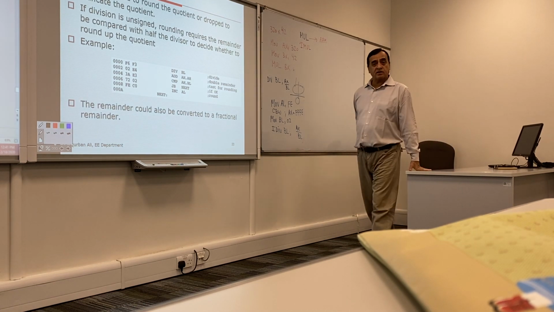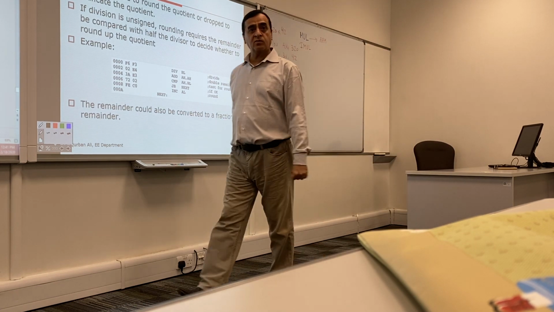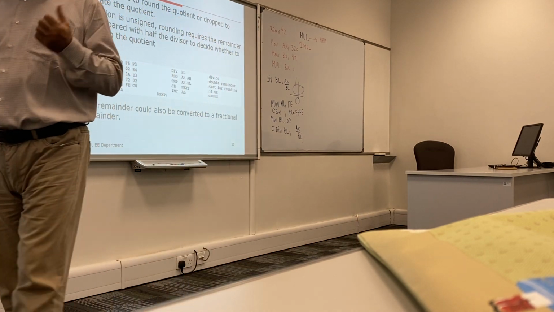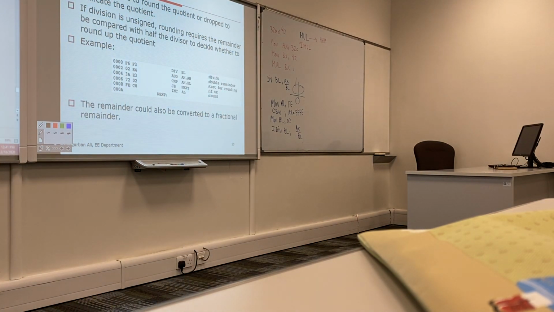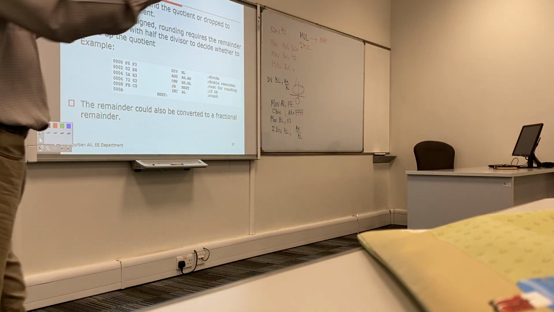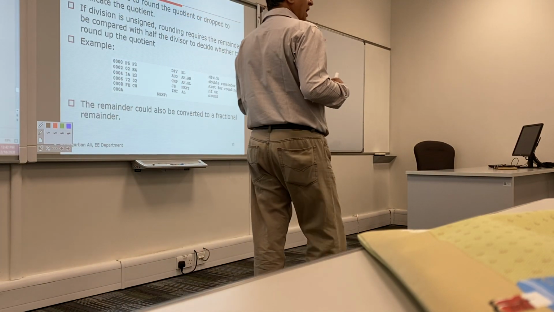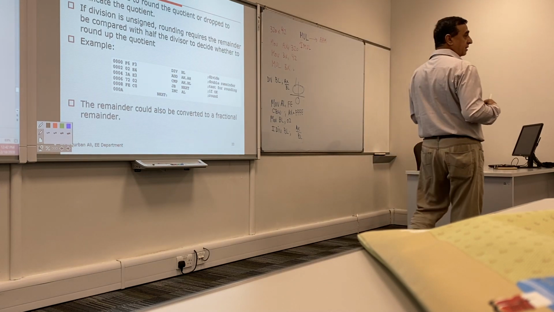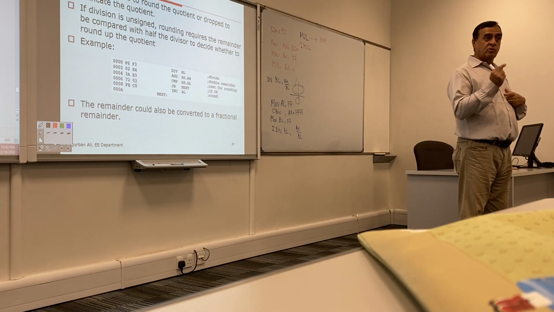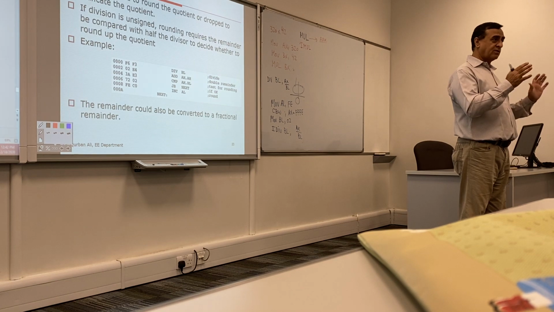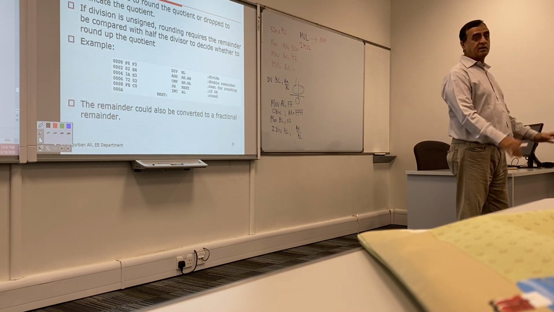So how do we do that? Can we do this thing also in the microprocessor? Can we tell the microprocessor to round it? How will it round it? What is the rule we use? We always compare the fractional part with 0.5, right? This is our practice generally.